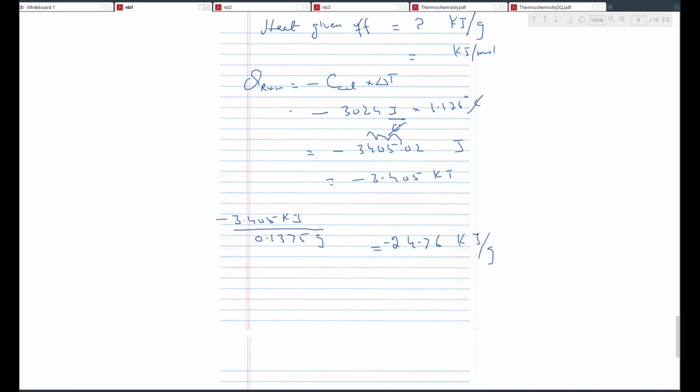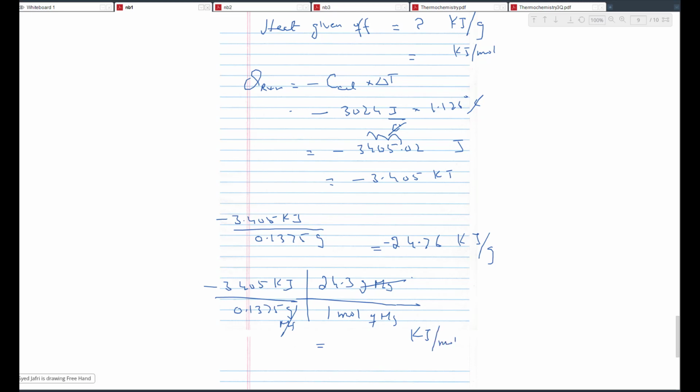Now I'm going to do per mole. I can go directly from the beginning. 3.405 kilojoules is present in 0.1375 gram. Now I'm writing the molar mass, what is the atomic mass of magnesium? I think 24.3. Just double check. Yes, you're right, 24.3. 24.3 grams Mg is 1 mole of Mg. And look here, I don't have to go further. Grams of Mg cancel, and now my answer is already in kilojoules per mole. That's what they are asking.